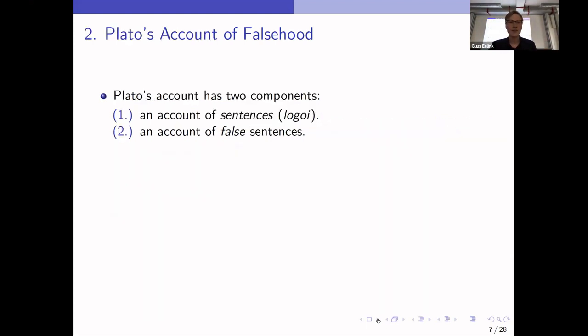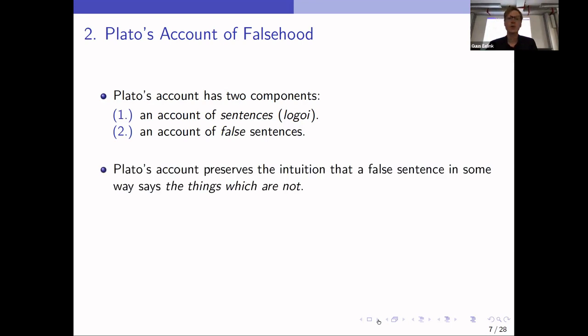Now, what then is Plato's account of falsehood? Well, this account has two components, or can be divided into two components, I think. So the first is an account of the basic linguistic units of saying, namely of sentences, of logoi. And the second component is specifically an account of false sentences. So let us look at these components in turn.